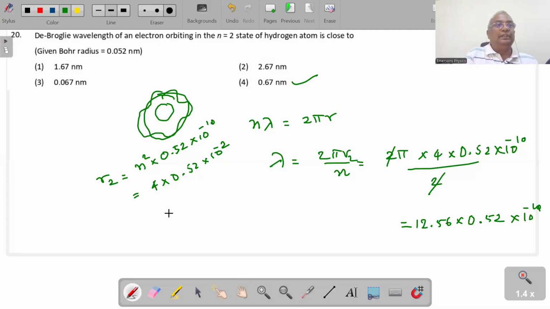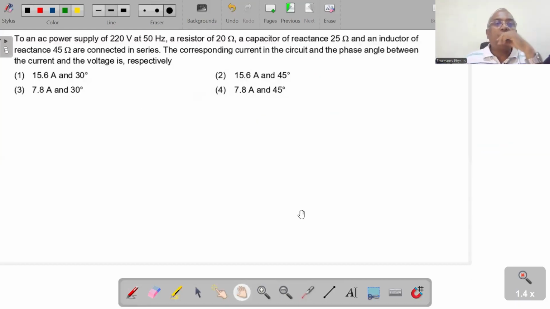So for the 20th question, 0.66 nanometer. Here we will get 6.67, 6.65 into 10 to the power of minus 10. That is what we have kept as 0.665 nanometer. Okay.